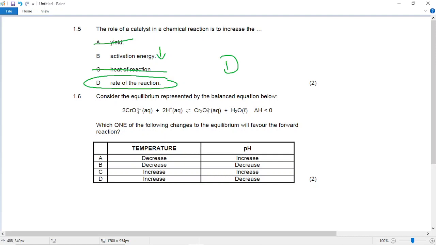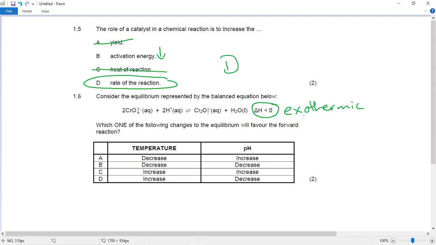Now it says, consider the equilibrium represented by the balanced equation below. And there's the chromate ion and some protons going to the dichromate ion and some water. But what is interesting us is over here, it says delta H is less than 0. That means this reaction is exothermic. Okay, so it says to you, which one of the following changes to the equilibrium will favor the forward reaction?